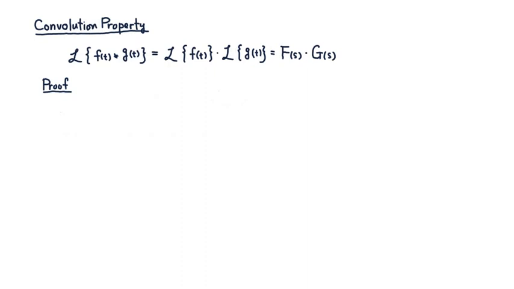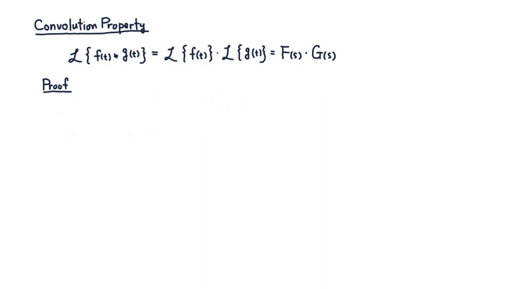All right, let's look at the convolution property. It says this: the Laplace transform of the convolution between f of t and g of t is equal to the Laplace transform of f of t and the Laplace transform of g of t multiplied together, right? Which is the same thing as capital F of s times capital G of s. All right, so let's prove this.